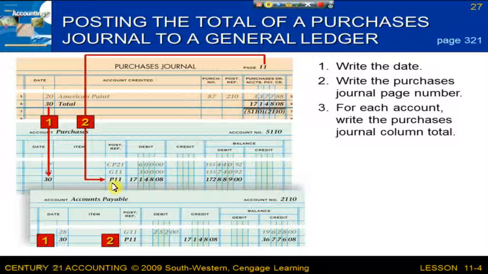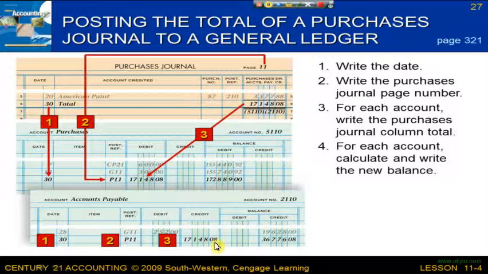Step number 3, for each account, we're going to write the purchases journal column total. So this $17,148.08 is purchases debit. So it goes on the purchases ledger. It's going to go in the debit column. It's also going to go down here because this column also represents the accounts payable credit. So the same number will go to the accounts payable ledger, and this time we're putting it in the credit column. Step number 4, for each account we will calculate and write the new balance.